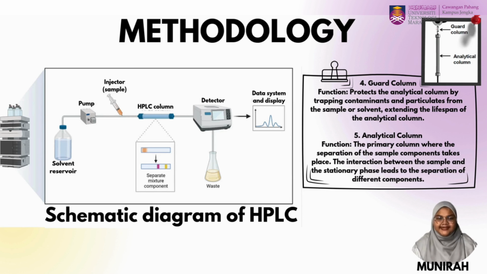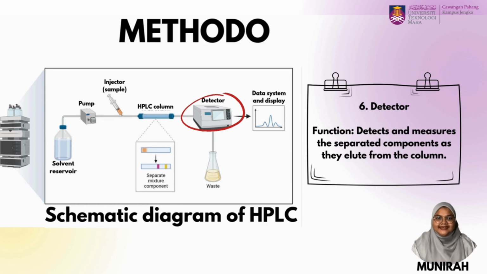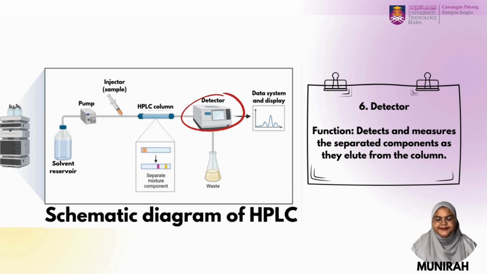The sample then enters the analytical column, which is the heart of the separation process. Inside this column, the components of the sample interact with the stationary phase, and based on their chemical properties, the components are separated. Each component will have a different retention time based on its interaction with the stationary phase. As the separated compounds exit the column, they are detected by the detector. The detector measures the compounds as they issue from the column and passes the information to the data system.